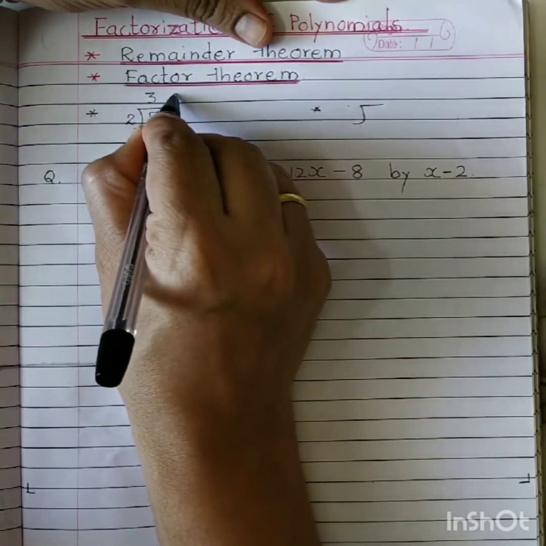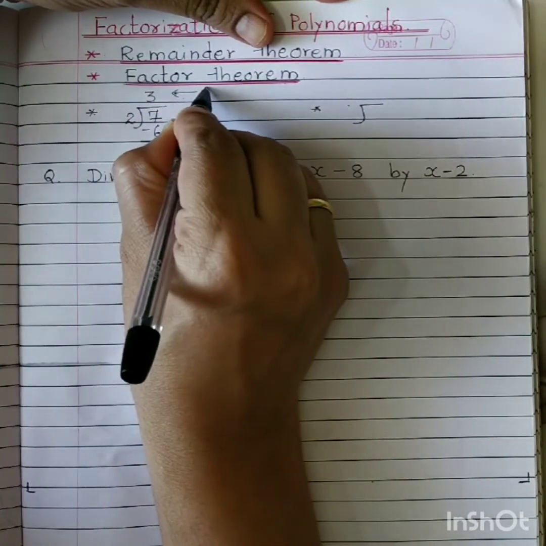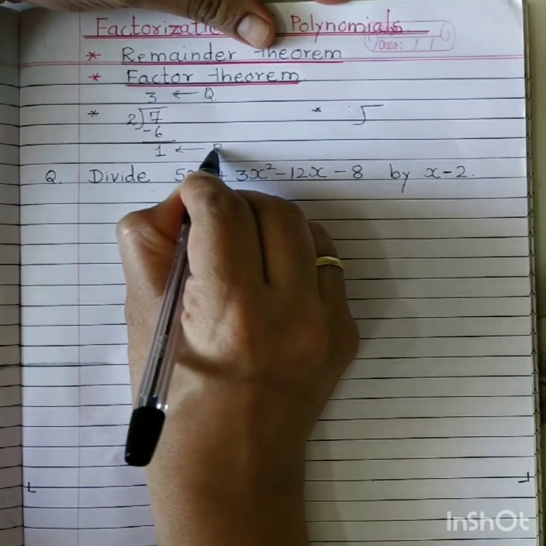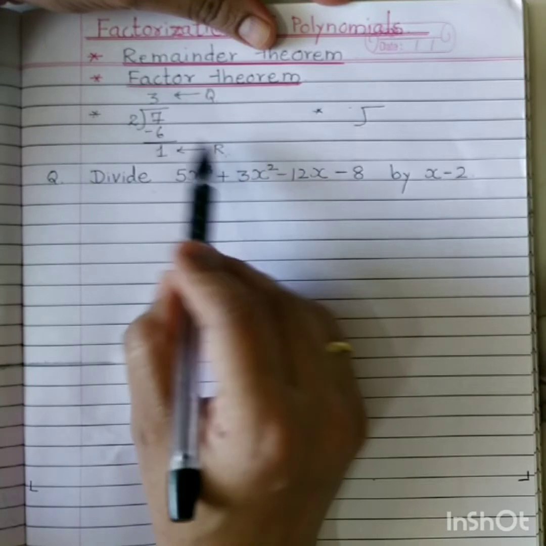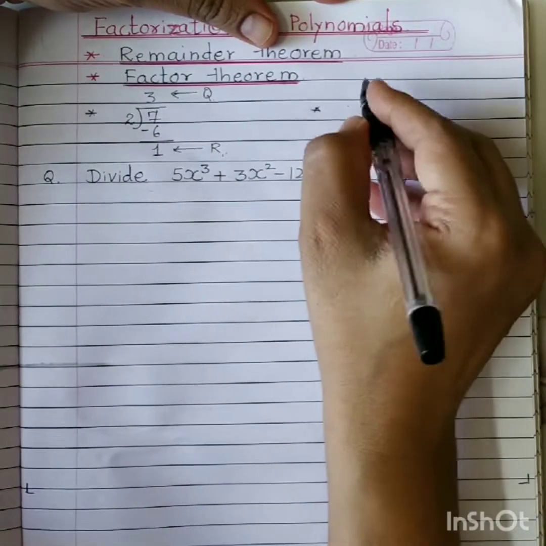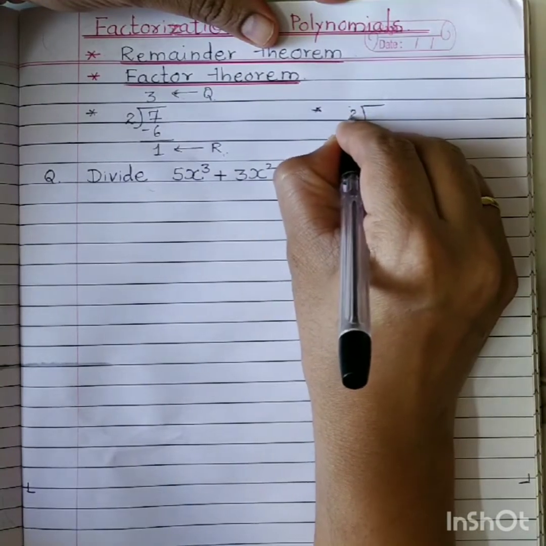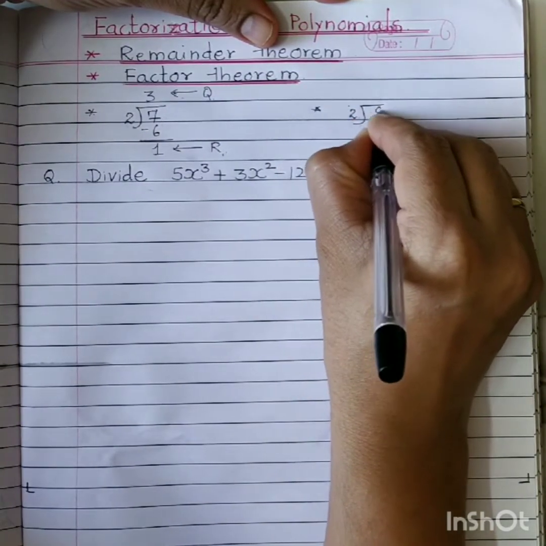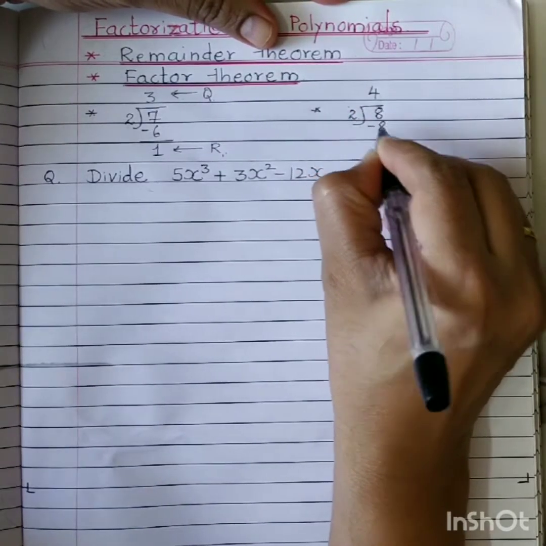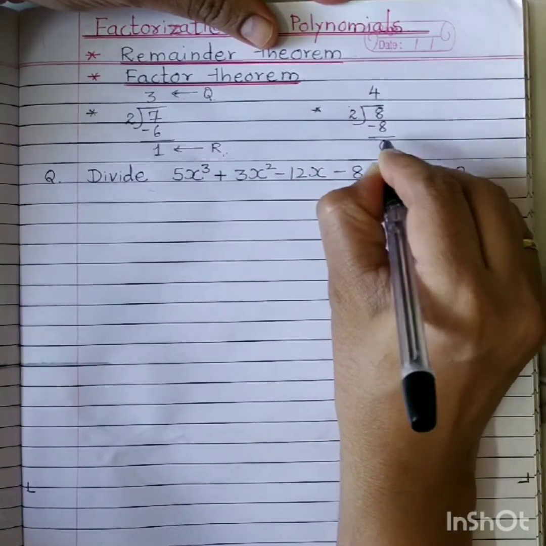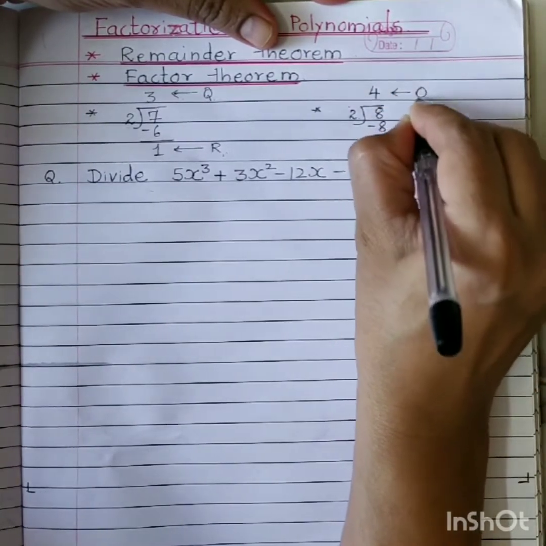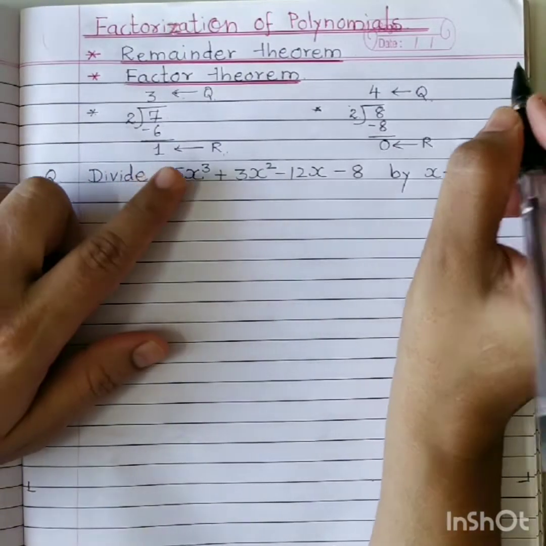So here, 3 is what? Quotient. 1 is what? Remainder. That's it. Everybody is clear of this concept? This is the dividend and this is the divisor, right? Take another example. Suppose you divide 8 by 2. 4 twos are 8. What is the remainder here? 0. Quotient is 4.